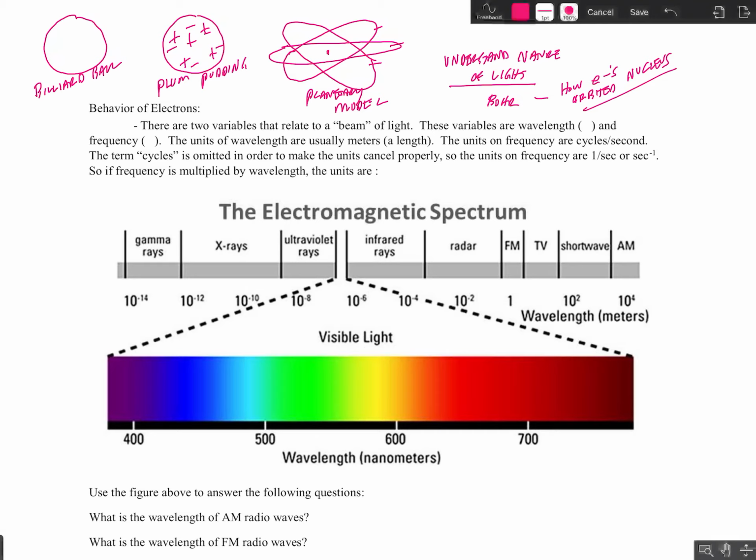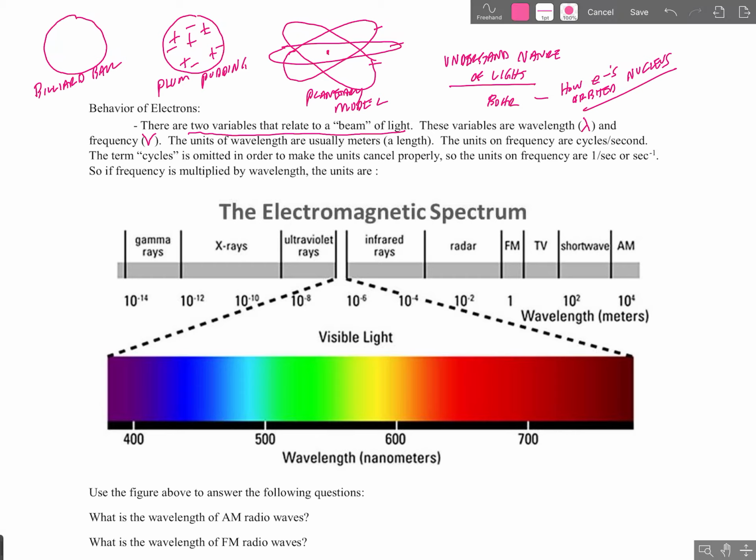So let's talk a little bit about light. There are two variables that relate to a beam of light. These variables are wavelength, which we will symbolize with the Greek letter lambda. It looks like an upside down Y, and frequency, which is symbolized by the Greek letter nu. It sort of kind of looks like one of those birds you drew when you were a little kid and you drew a flower and a hill and a sun and a cloud and some little birds in the sky. So that's the Greek letter nu.